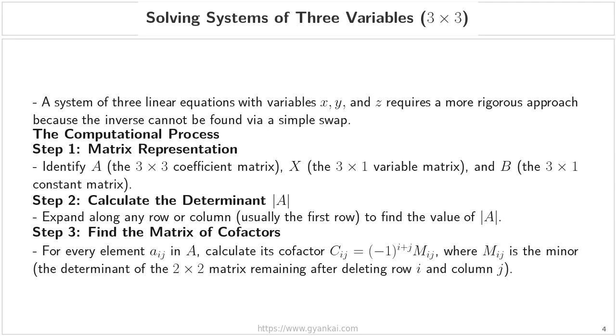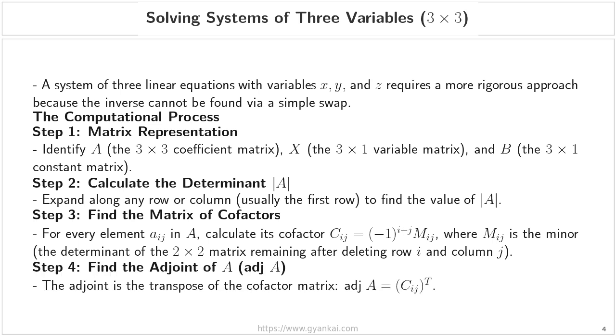Step 3. This is where the work increases. We need to find the matrix of cofactors. For every single element in matrix A, you'll calculate its cofactor, which we call C sub i j. To do this, you use the formula -1 raised to the power of i plus j, multiplied by the minor, M sub i j. The minor is simply the determinant of the 2x2 matrix that remains after you delete the row and column belonging to that specific element.